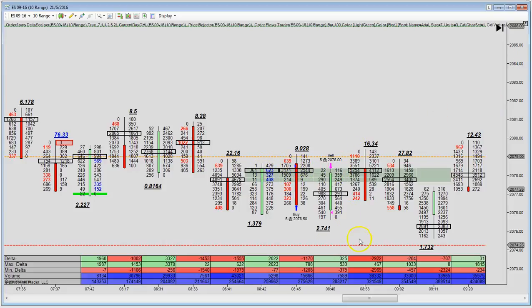I had enough time, it was ahead of Janet Yellen's speech. So, it's 8:40. I wanted to see if I could get something out of it. And I got long. Just on the other side of this stacked buying imbalance, I got long at 78.5, which is just on the other side of the zone.